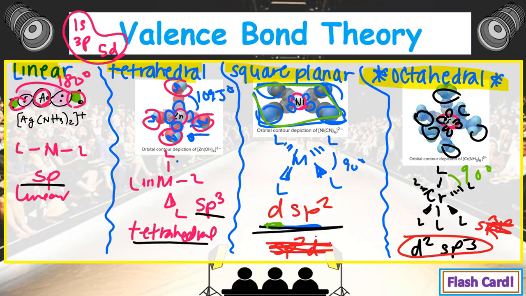metal-ligand bond, the fact that we have to have a Lewis acid-base kind of reaction with the overlapping of these hybrid orbitals and the ligands themselves. So a lot of little details. Now, of course, the last thing we need to do is get into some examples.